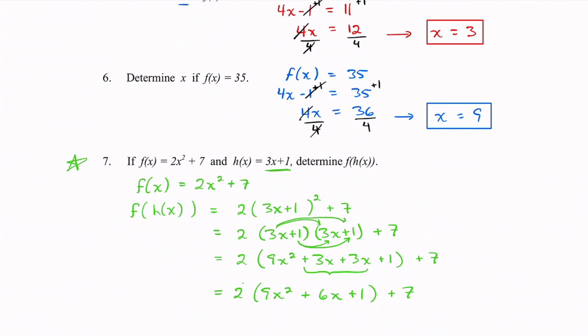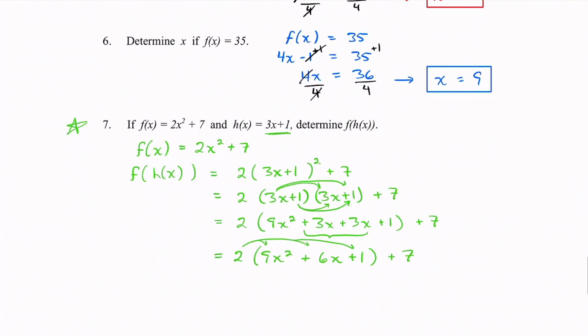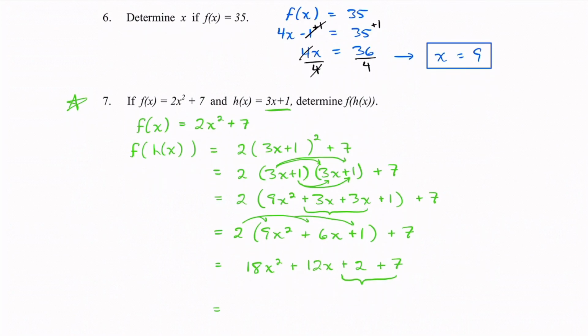And now what I can do is I can distribute this 2 into each part of the brackets here. So it's going to multiply by the 9, the 6, and the 1. So when I do that, I'm going to get 18x squared plus 12x plus, and then 2 times 1 gives me a 2. And then don't forget, still got that plus 7. So finally at the very end, I can take this 2 and this 7, and I can put those together. So I'm going to have 18x squared plus 12x plus a 9. So that is what our f of h of x is equal to.